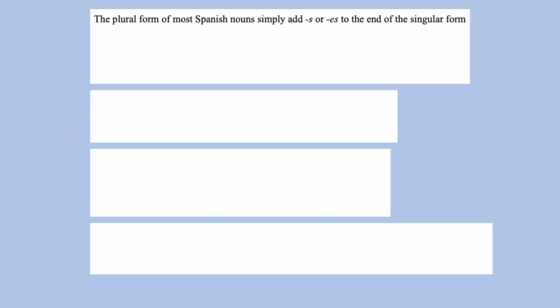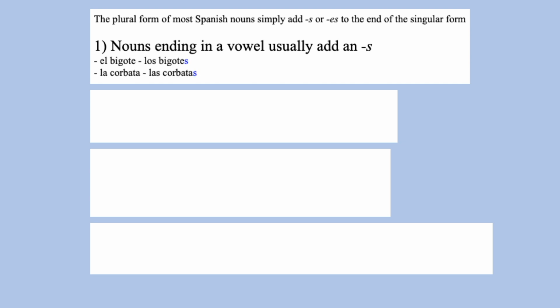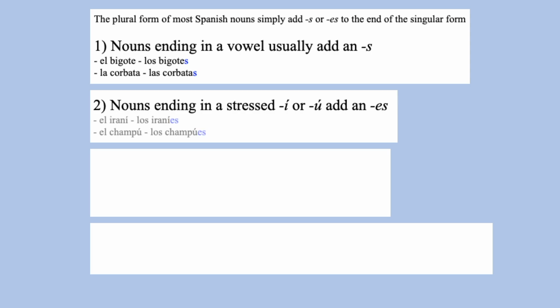The plural form of most Spanish nouns simply adds an s or es to the end of the singular form. Nouns ending in a vowel usually add an s. El bigote, los bigotes, the mustaches. La corbata, las corbatas, the ties. Those that end in a stressed i or u will add an es. El iraní, los iraníes, the Iranians or people from Iran. El champú, los champúes, the shampoos.